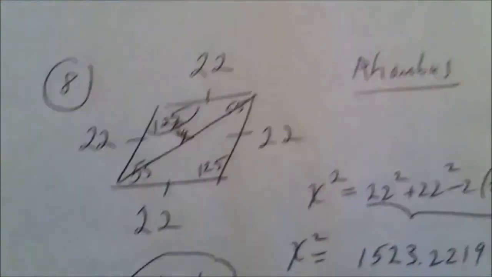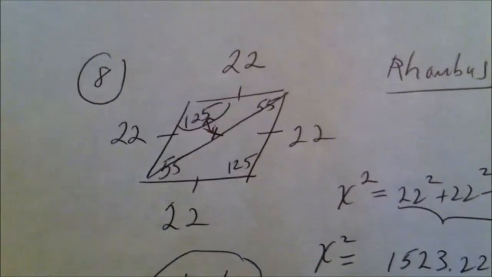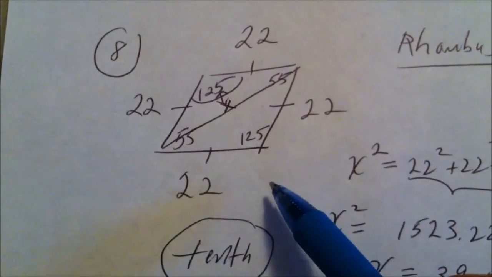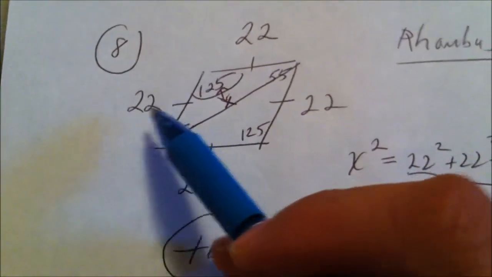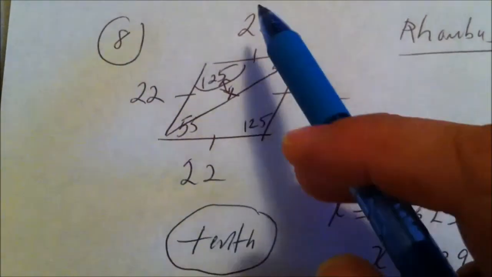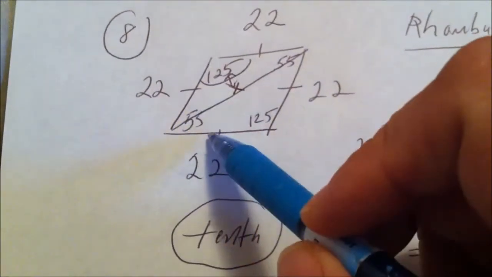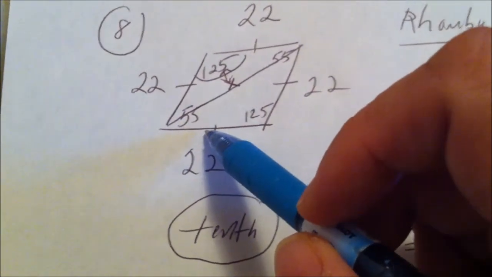Now, number 8 was also one of those geometrical, quadrilateral questions, specifically a rhombus. But it's also the law of cosines. And once they told me it was a rhombus, I knew all four sides were indeed congruent. I also knew that the diagonal bisects this angle, but you really didn't need that for this particular question.